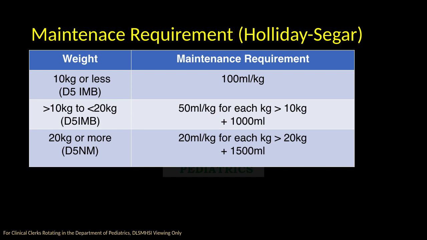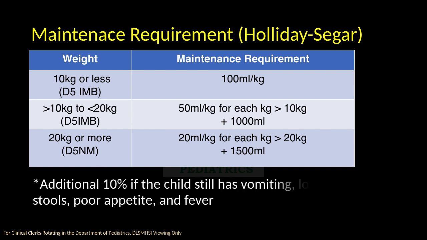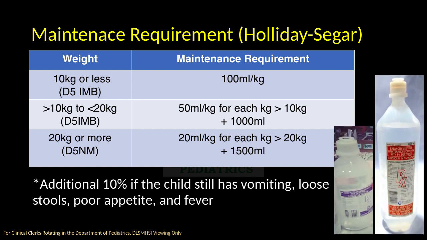And for 20 kilogram children or more, using D5NM, we compute it as 20 ml per kilogram for each kilogram exceeding 20 kilograms plus 1500 ml. You give additional 10% if the child has vomiting, loose stools, poor appetite, and fever. Again, we use D5-IMB for children less than 20 kilograms and D5NM for children more than 20 kilograms.